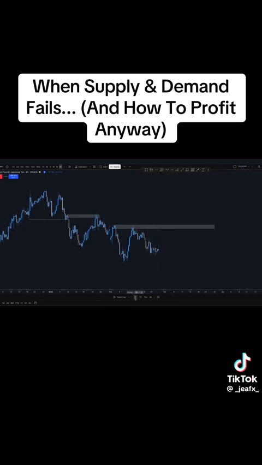Given some time, we do get a nice trade to the downside. We fail to make a new low though. And then we actually come in for a second tap.